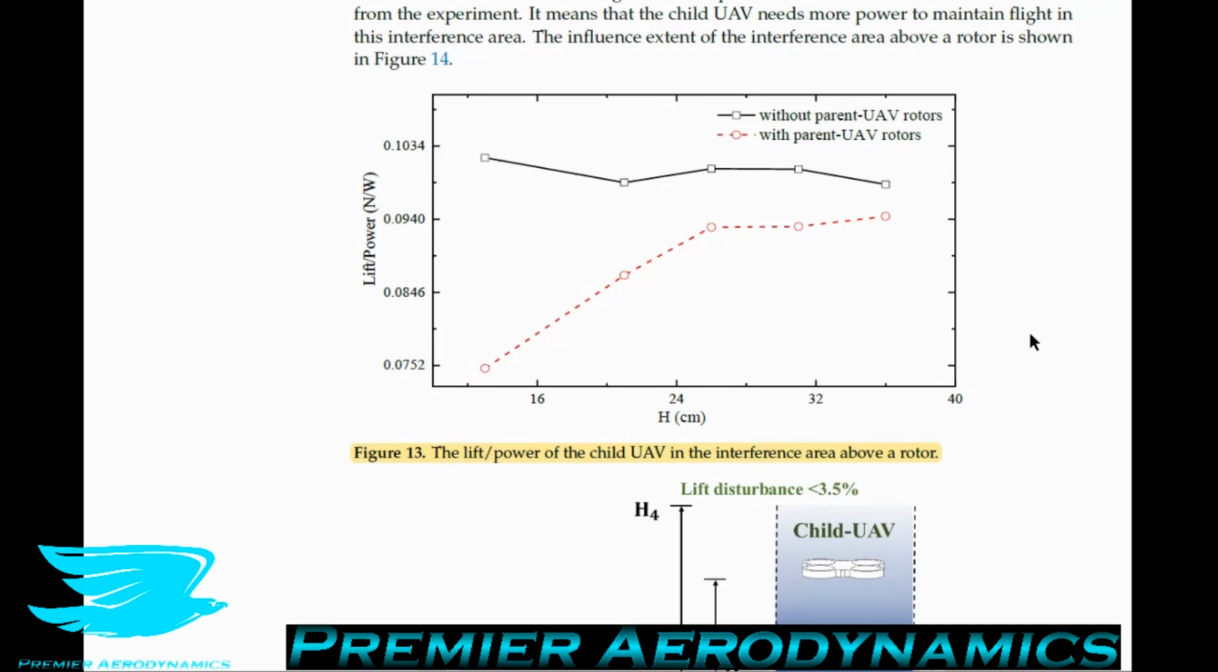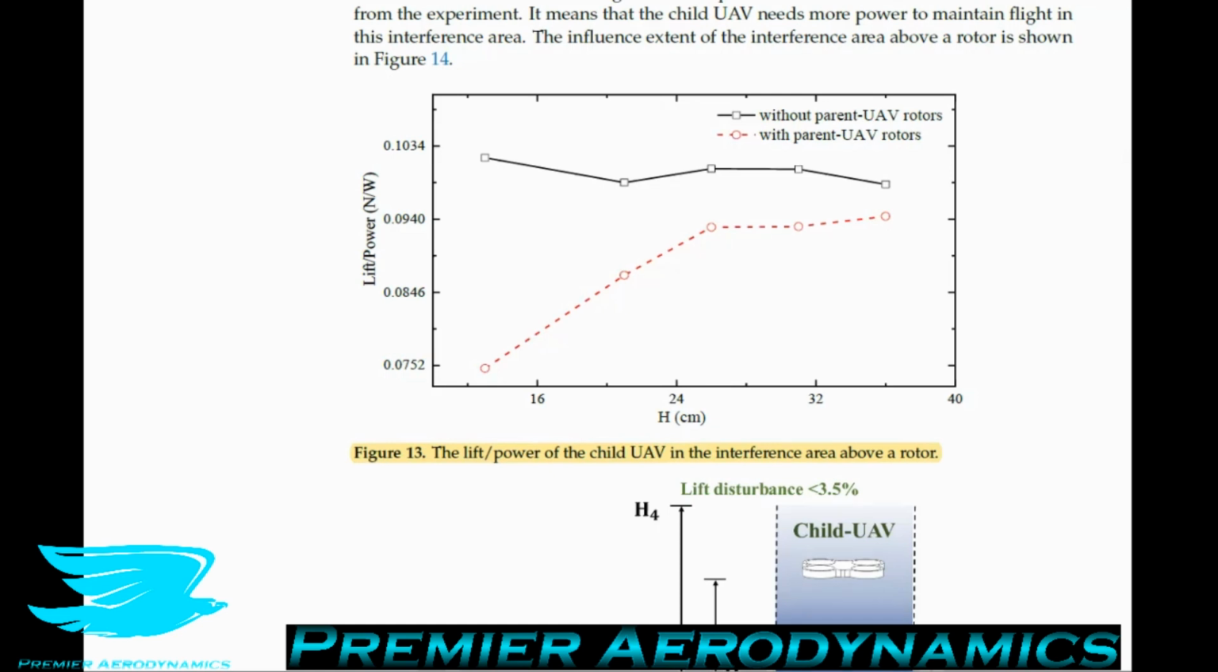So without the rotors on, there's almost no effect with the child UAV above, and you kind of expect that, considering there's nothing trying to pull the air out of the child UAV's rotors, so there's not really much of an effect there. However, when the parent UAV's rotors are on, there's a very large effect.